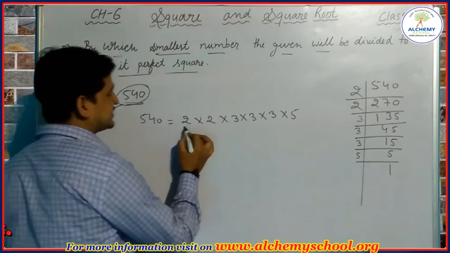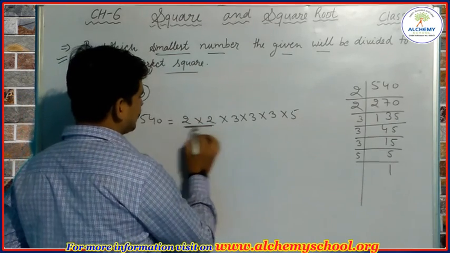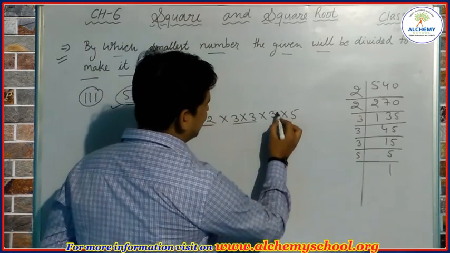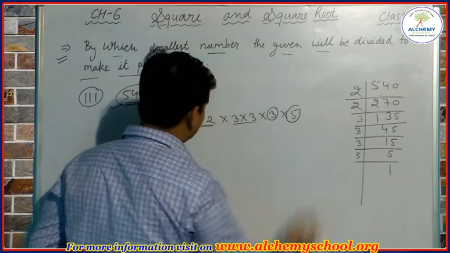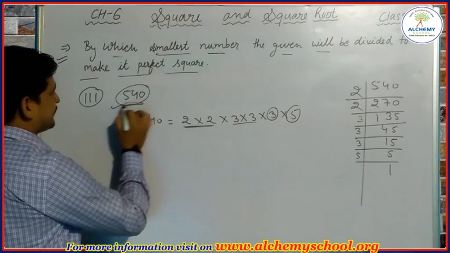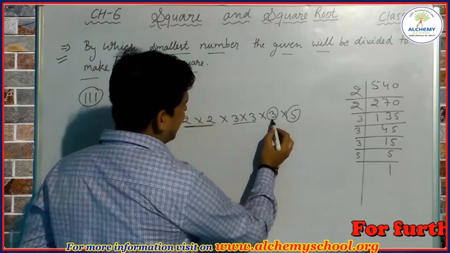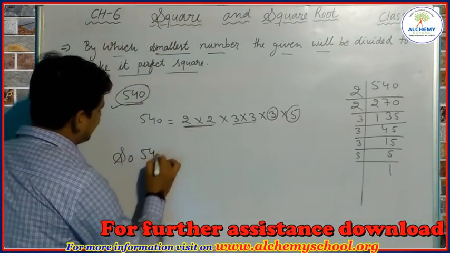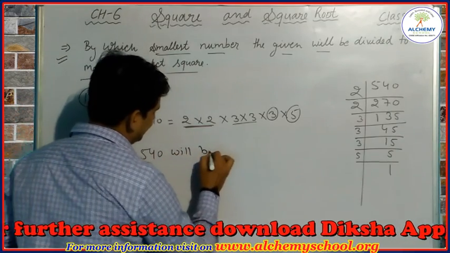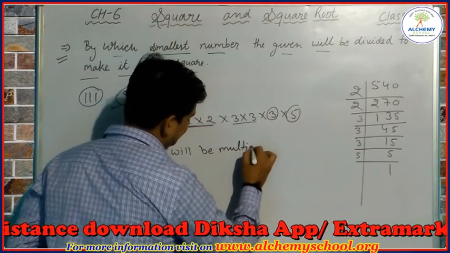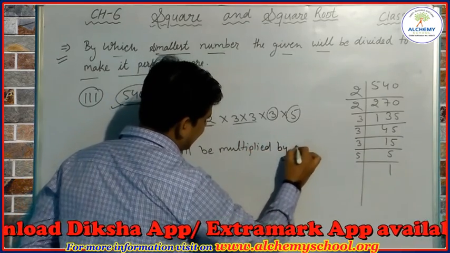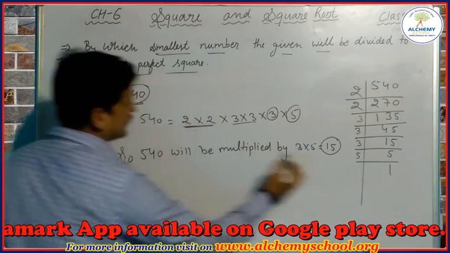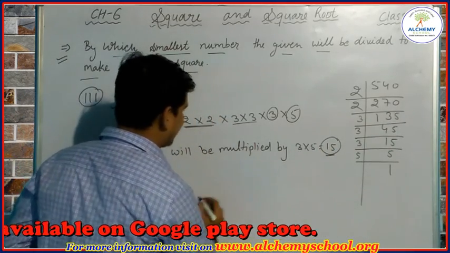Now we have to make the pairs to find whether the number is perfect square or not. So we have the first pair of 2, one pair we have for 3, and we cannot make the pair of 3 and 5 here. Okay, so to make this 540 perfect square, we have to multiply it by 3 and 5. Okay, so students, 540 will be multiplied by 3 into 5 is equal to 15. We have to multiply 540 by 15 to make it perfect square.